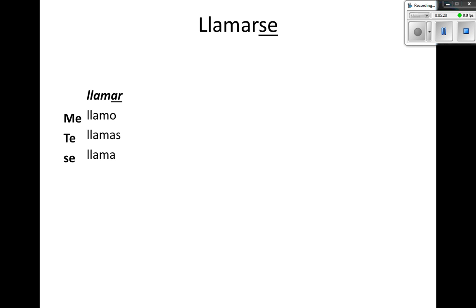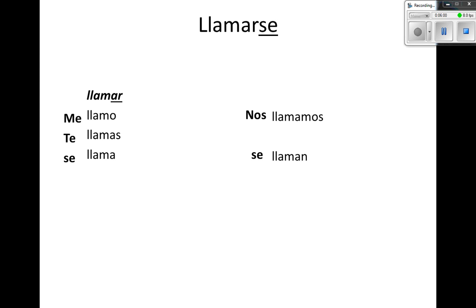The nosotros form, address the pronoun, changes to nos, ourselves. Llamamos. We call ourselves students. Nos llamamos estudiantes. The last one, se. Se llaman. Ellos se llaman los pirates. They call themselves the pirates. Ustedes se llaman profesores. You call yourselves teachers. That's the ustedes form. And notice the se.